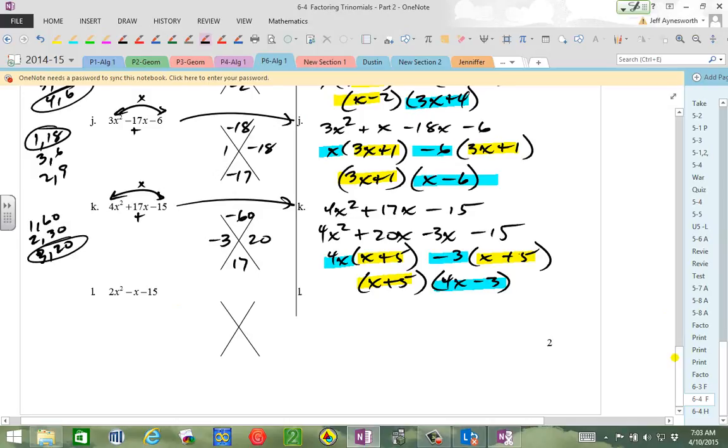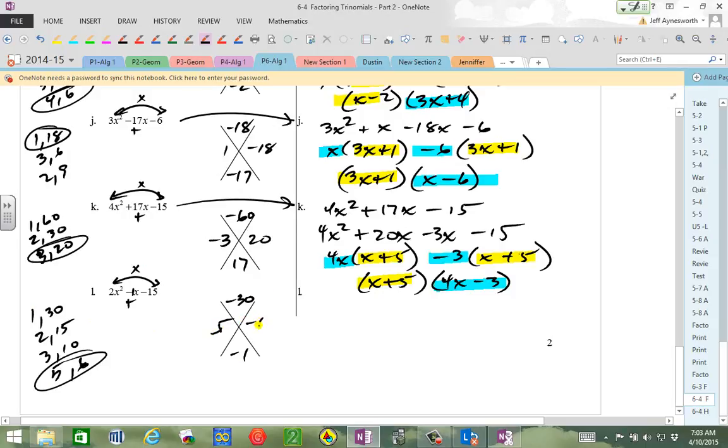Okay, let's check. So we get 2 times negative 15 is negative 30. What two numbers multiply to negative 30 and add to negative 1? Factors 1 and 30, 2 and 15, 3 and 10, 5 and 6. Okay, 5 and 6. These two numbers have a difference of 1. So I'm going to use 5 and negative 6.